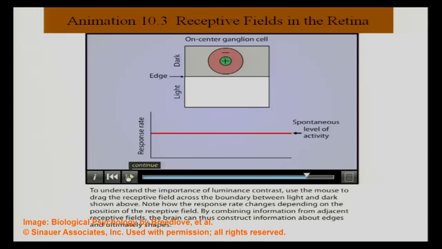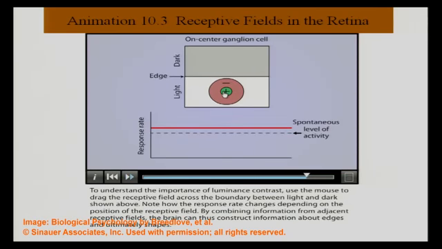So let's just drag this across. When we're in the center, there's no response. When I move the on-center to the bright part of the light, I get an increase in response. When I bring it to the dark region, it doesn't change much.